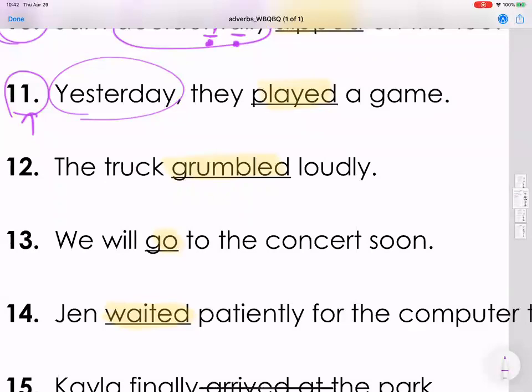All right, guys, good. Number 12. Let's read that one. Mandy, are you there? Yes. The truck grumbled loudly. Nice. What's the adverb here? Loudly. Grumbled. What does this mean? Complain. But the truck? They make noises. Big noise. Complain, moan, grunt, whine.